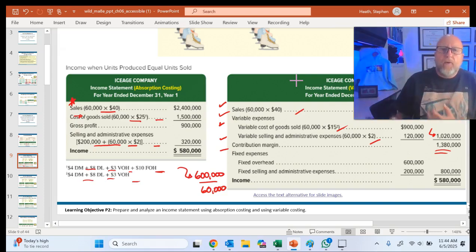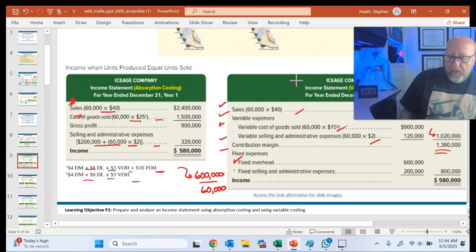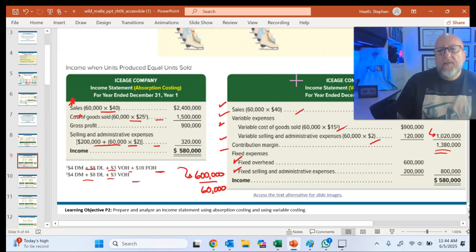When we are using variable costing, we take all the fixed expenses, so that would be all fixed overhead, 600,000, and all fixed selling and administrative expenses of 200,000. Right? So 800,000 in all fixed costs for income of 580,000.